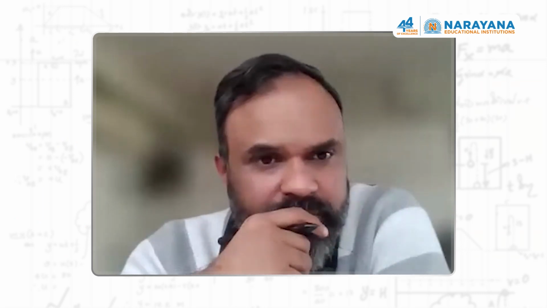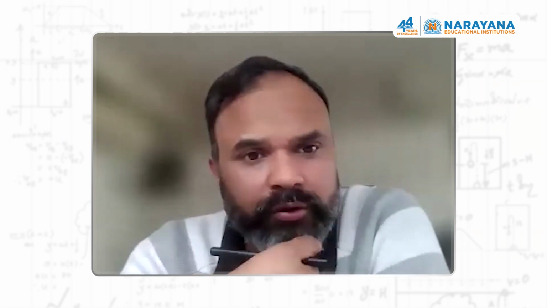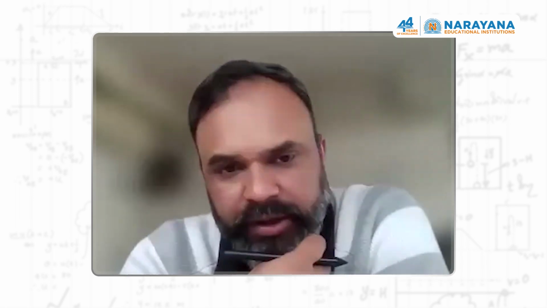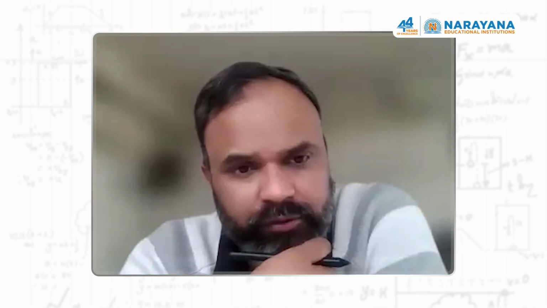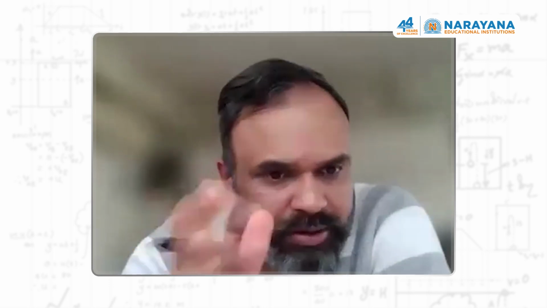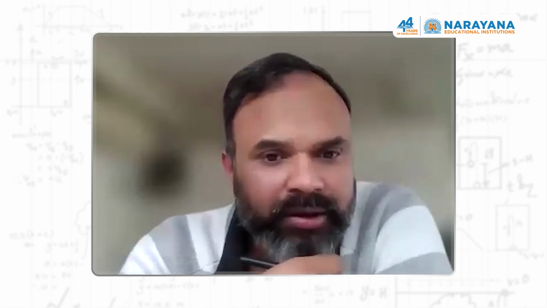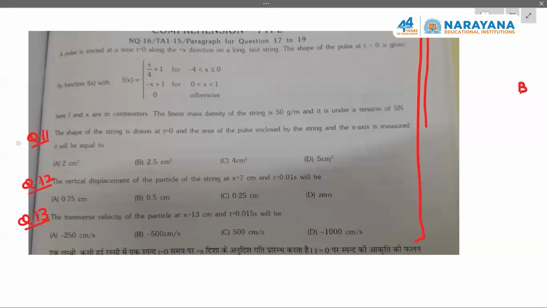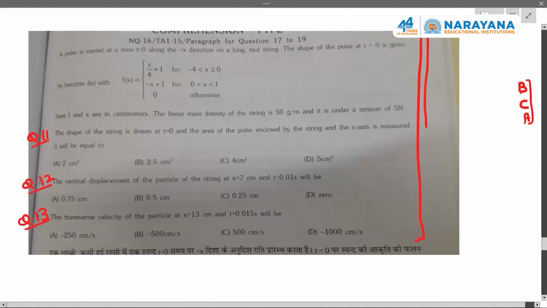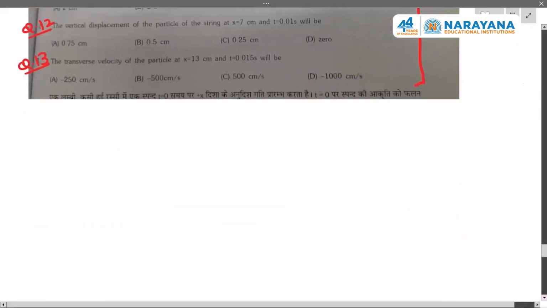Y as a function of x is given, and he wants you to find out the shape of the string and the area enclosed. Yeah, you have to find out the vertical displacement of the particle and the transverse velocity at x equal to 13 and t equal to this much. You can verify these results which come out in this problem. Let's see. Yeah, so this comes out as 2.5, that is 0.25, and the 13th comes out as minus 250. So you can just note down the result and solve or try on your own.